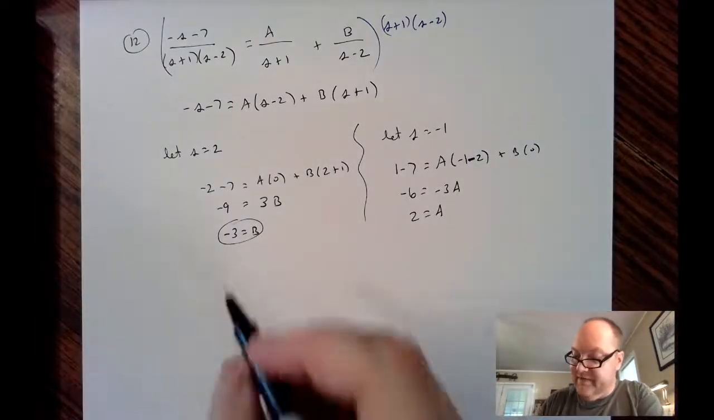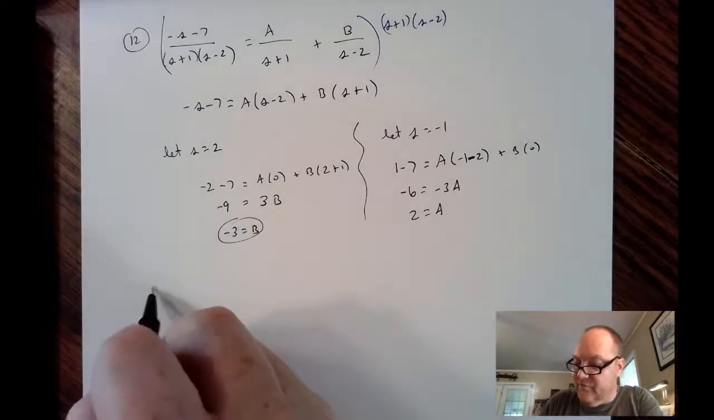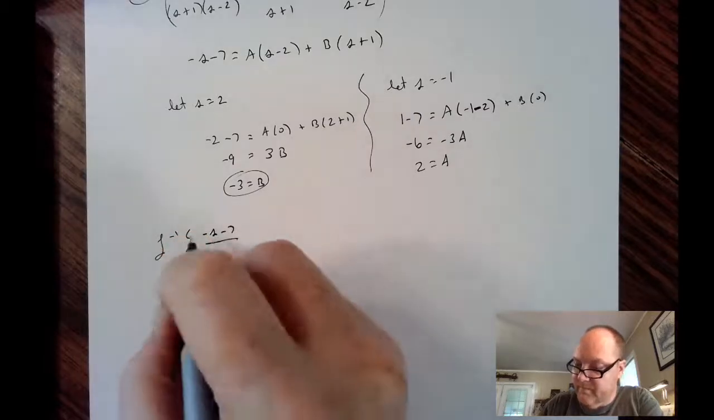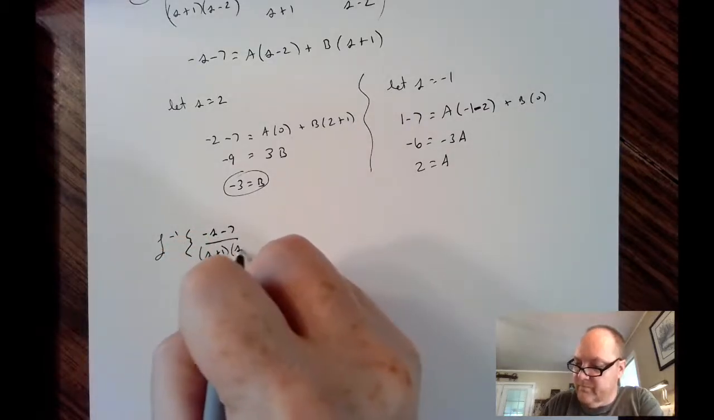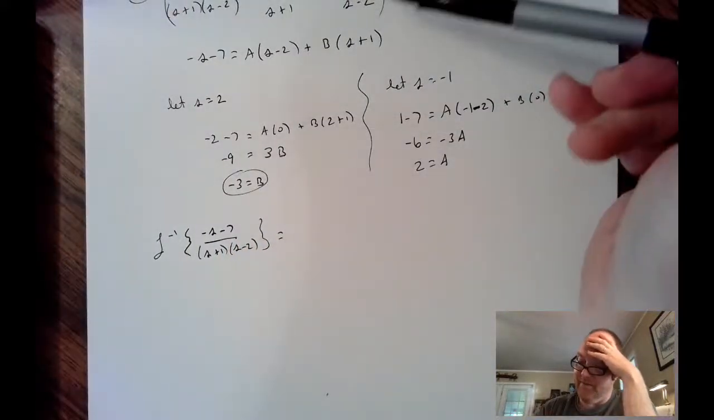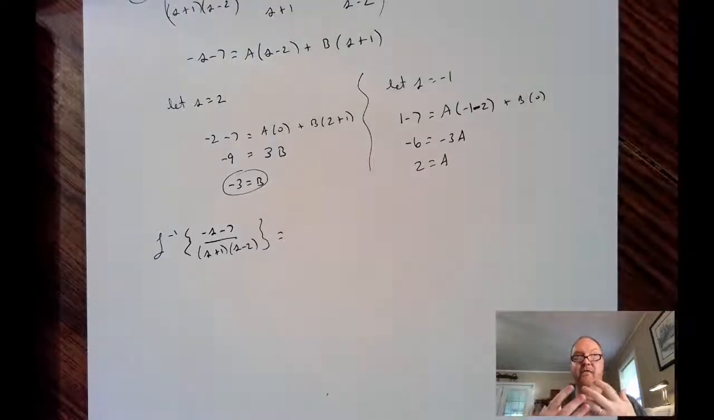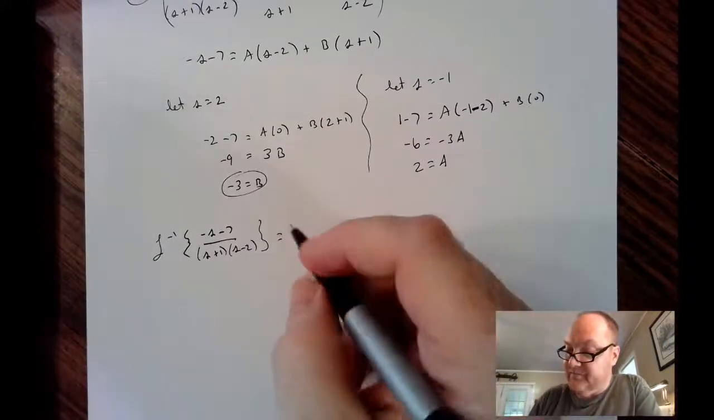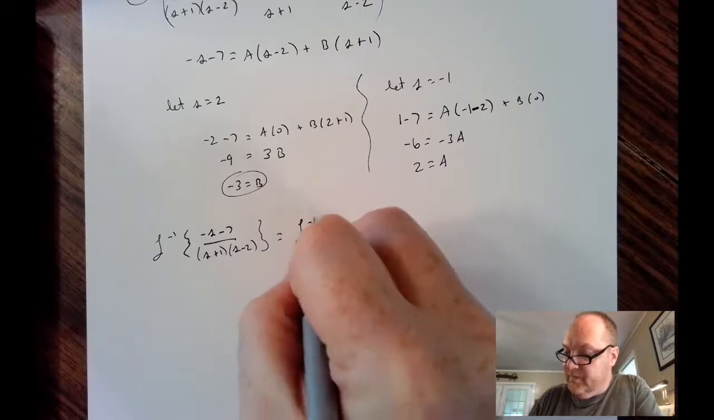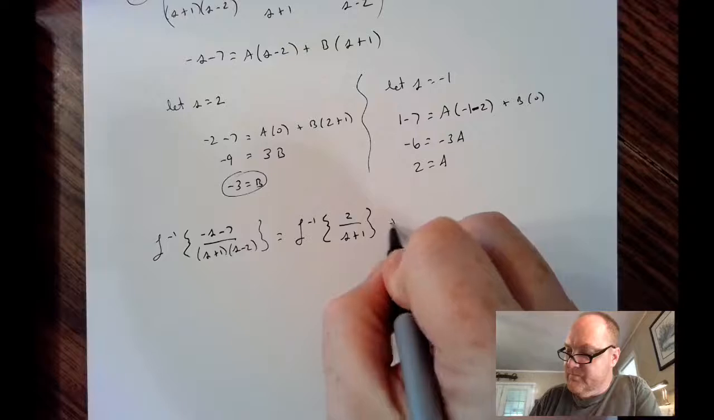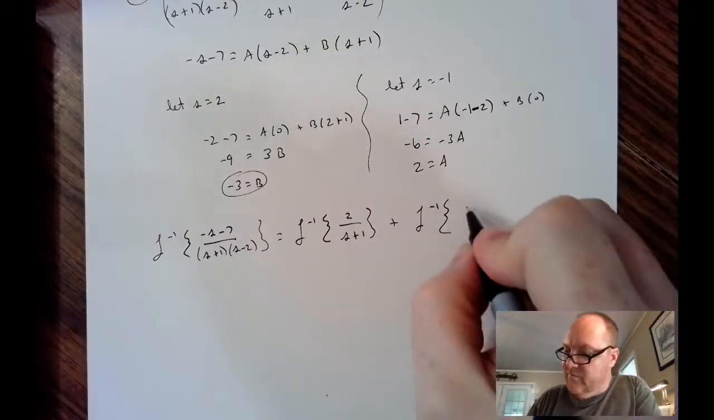So what I now have is the inverse transformation of the original is equal to A over this fraction plus B over this denominator. And by my properties of Laplace transformations, I can take the inverse transformations individually, just like with derivatives. We differentiate over addition and subtraction. So I'm going to take the inverse of 2 over s plus 1 and negative 3 over s minus 2.